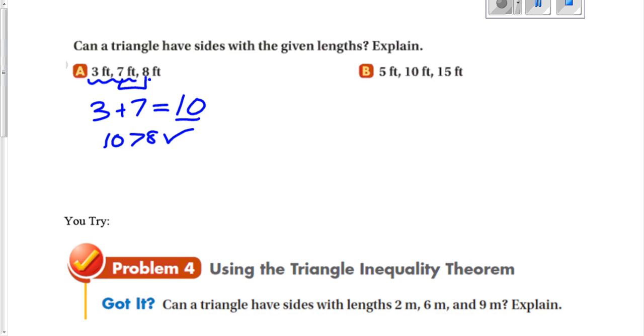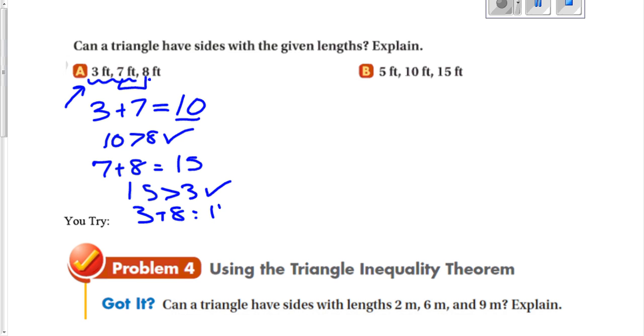So now I'm going to try 7 and 8. 7 plus 8 is 15. Is 15 greater than the third side, the side I didn't use, the 3? Yes. All right, and lastly, 3 plus 8 is 11. Is 11 greater than 7? Yes. So therefore, since every combination worked, those 3 sides can form a triangle.